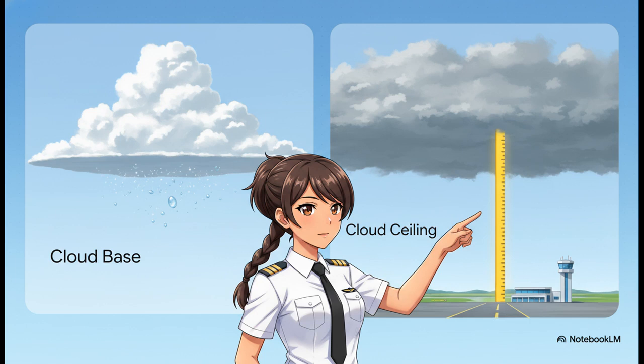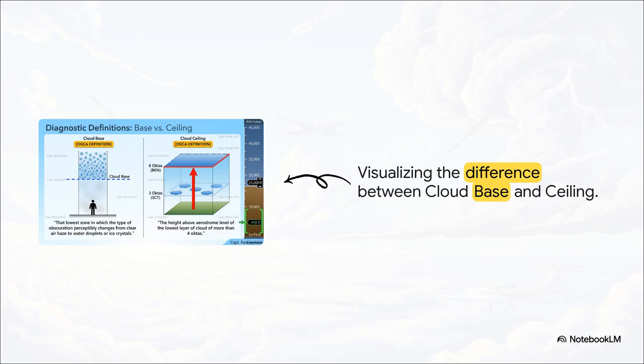But the cloud ceiling? That is a strict operational definition. By definition, it is the height above aerodrome level of the lowest layer of cloud that covers more than 4 octas. To really visualize this difference, picture some scattered clouds hanging down low. They absolutely have a physical base, sure, but because they're only covering, say, 3 octas of the sky, they do not form a ceiling. The ceiling is measured specifically from the surface level straight up, straight past those scattered clouds, all the way up to a dense 6-octa broken layer sitting way up at 25,000 feet. That higher layer is your ceiling. Whatever you do, do not mix those two up on your exam.